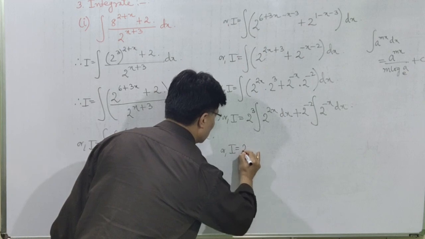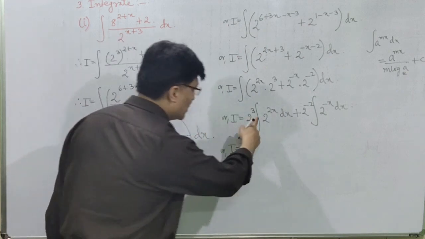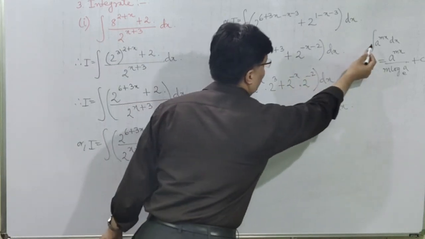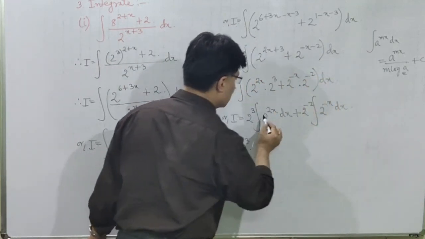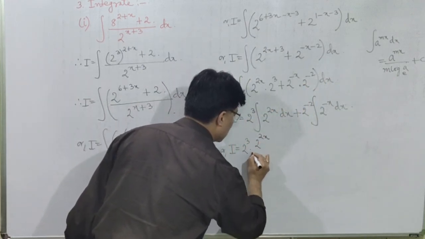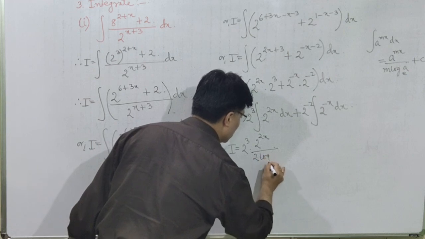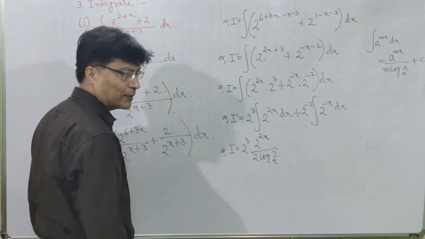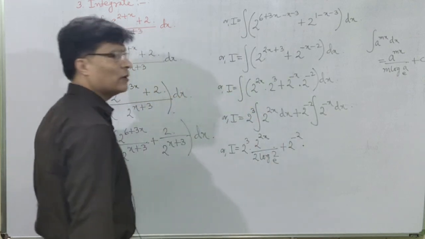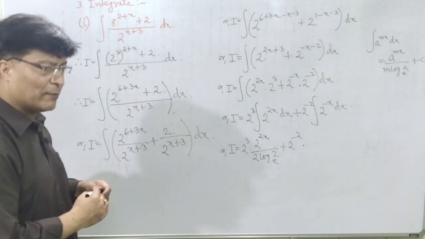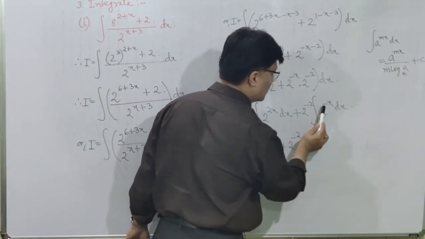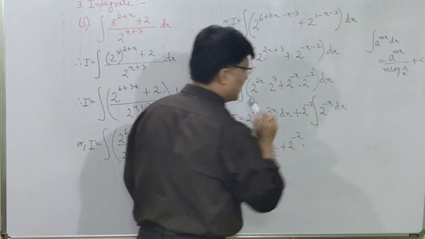I is equal to 2 cube into, what is the integration of 2 to the power 2x? Here a is 2, compare these two. Here a is 2 and m is also 2. So it is 2 to the power 2x divided by 2 into log 2 base e, right? Then next, plus 2 to the power minus 2 into, what is the integration of 2 to the power minus x dx? If you compare these two, the value of a is 2 and here the value of m is minus 1.